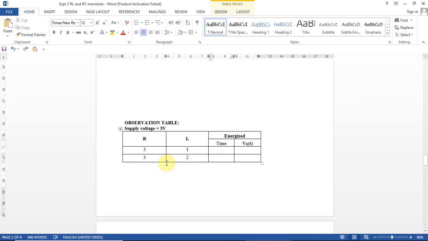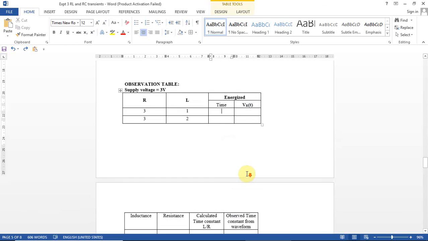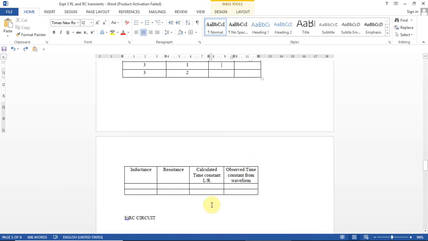Similarly, you simulate for the second case, keeping L is equal to 2, and check what the time and the steady state value are. And one more thing you infer is the time constant. So what is the time constant? Calculated one, L divided by R, 1 divided by 3 is going to be 0.333.